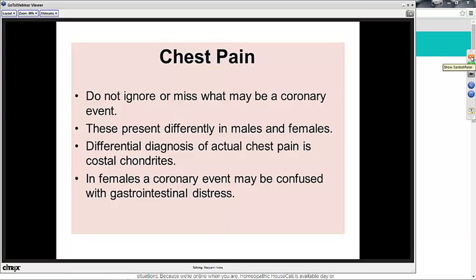And here we are at chest pain. So you don't want to ignore or miss what might be a coronary event, and we've just been talking about something where the differential diagnosis is in fact a coronary event. The presentation of chest pain and coronary events in males and females are very different. And all the research up until, gosh, maybe 10 years ago was all done on males. And males present really differently than females.